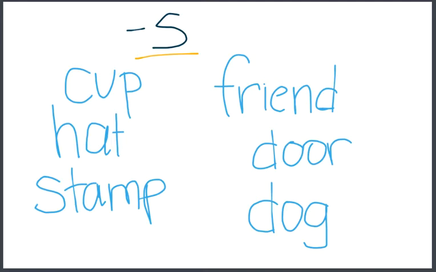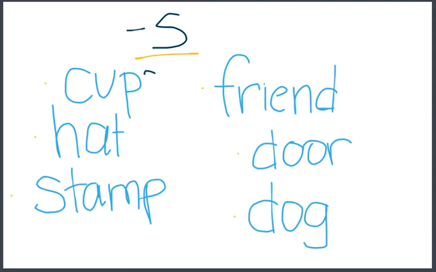I have listed some here: cup, hat, stamp, friend, door, dog. These are all nouns where we can just add an S at the end and it makes them plural, which means more than one. Right now, all these nouns that are listed just mean one, or they are singular nouns. One cup, one hat, one stamp, and so on. So all we have to do is just add an S to make them plural.